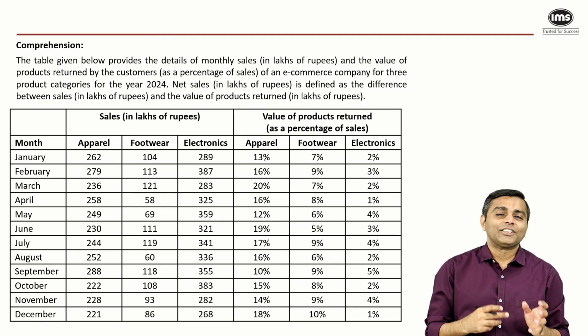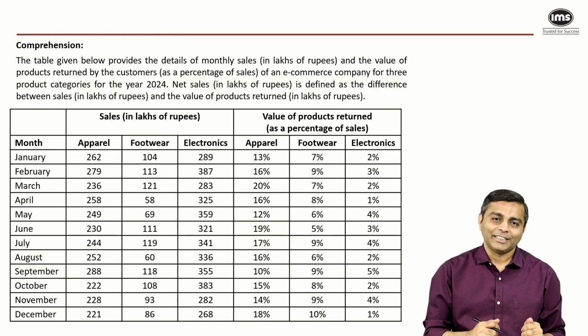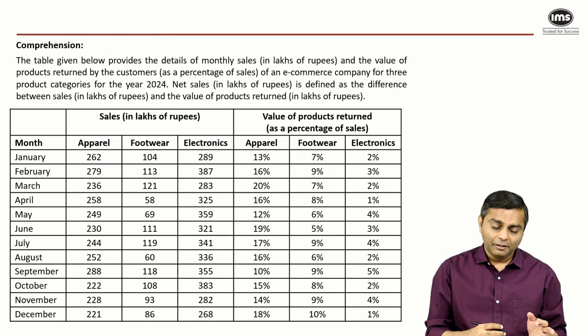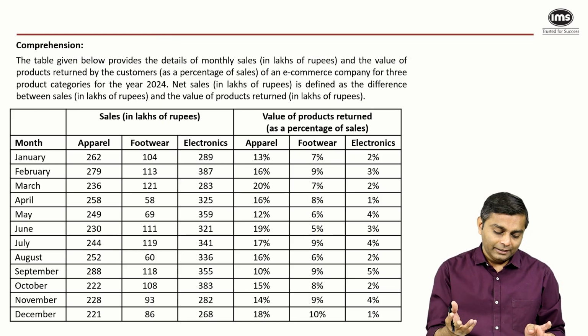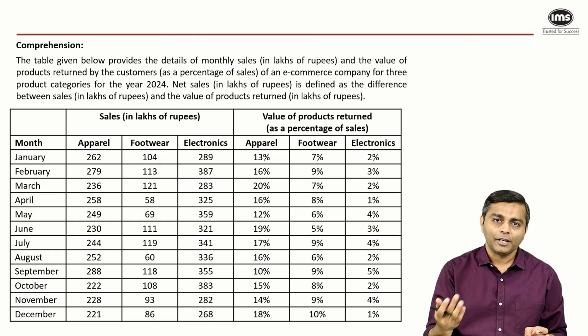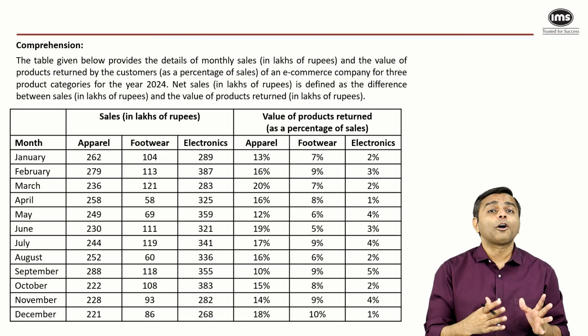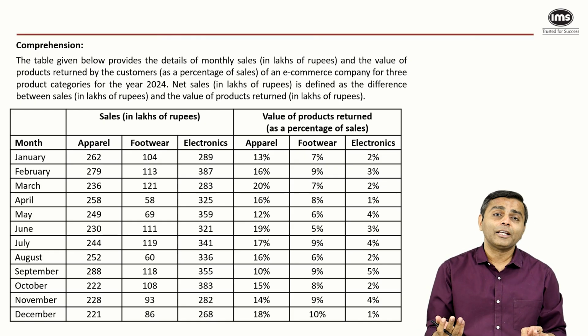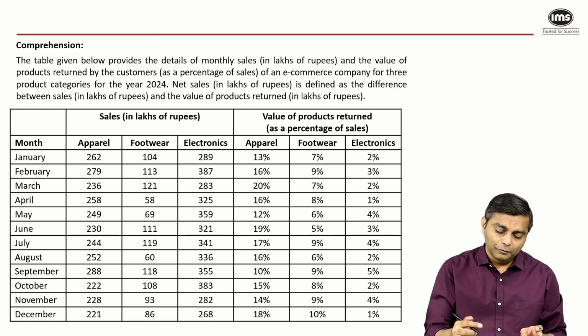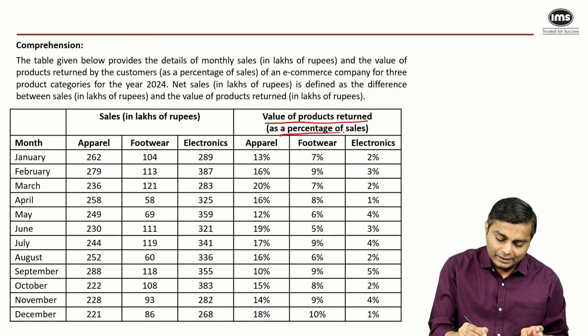Moving on to the last DI set of this particular section. Now, this set, what they have given is 3 categories: apparel, footwear and electronics for an e-commerce company. The first 3 columns are the sales and the last 3 columns are the value of the products returned as a percentage of the sales.